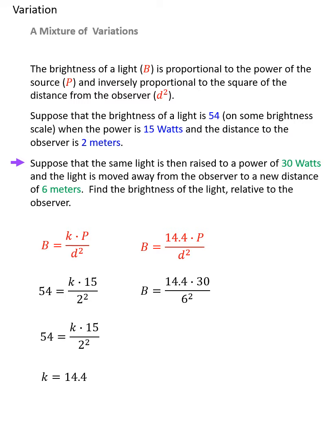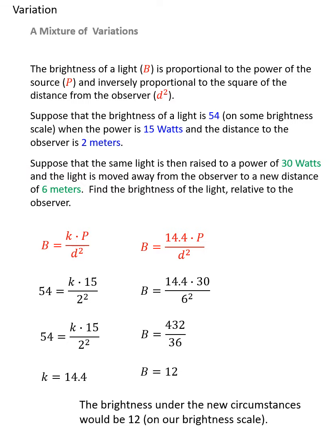So what I'm going to do here is plug in the new information about the light now that it's moved and turned up in power. I'm plugging in the 30 watts and the 6 meters. And you can calculate these by hand or on a calculator, depending on if you're in a class that allows calculators. Either way, I didn't show my scratch work here, but the brightness of the light turns out to be 12, whereas it used to be 54. So we can see that the brightness has gone down quite a bit from what it used to be. The final answer to this problem is that the brightness is 12 on whatever brightness scale we're using.